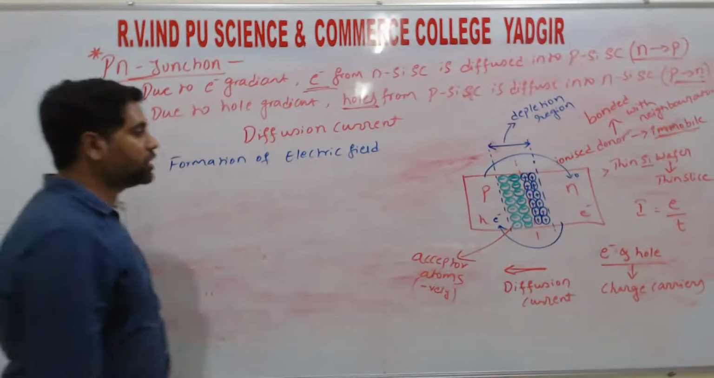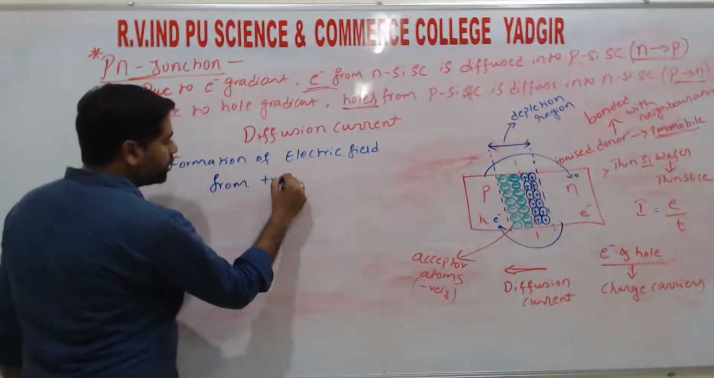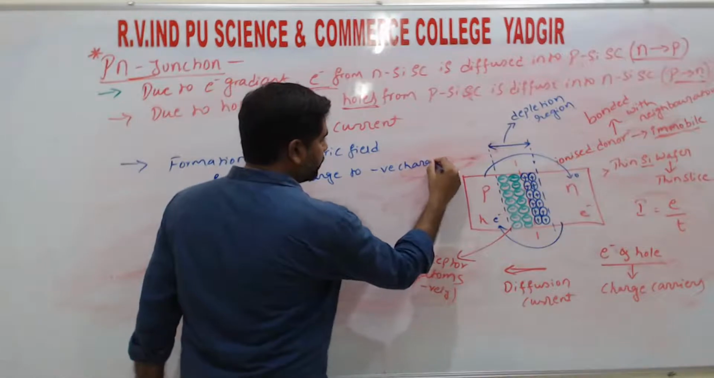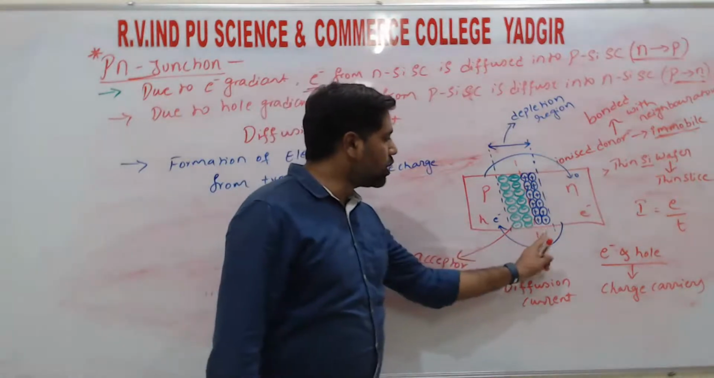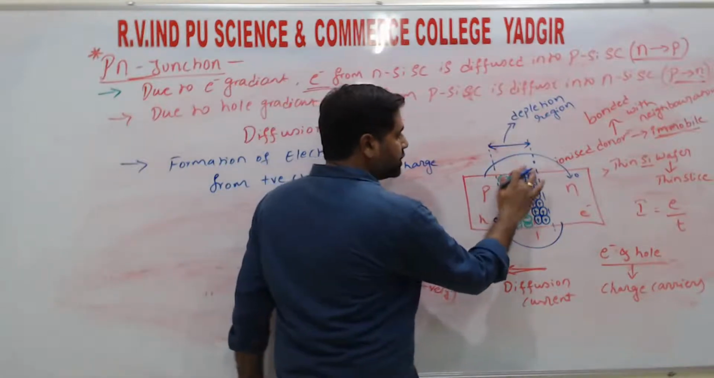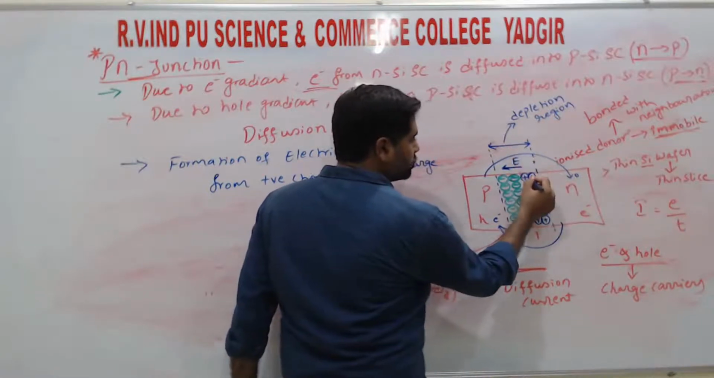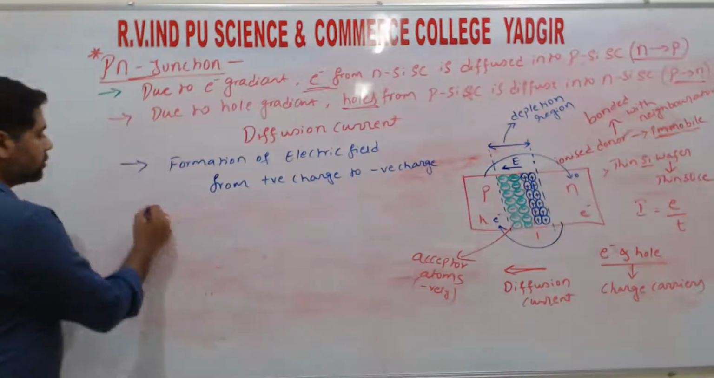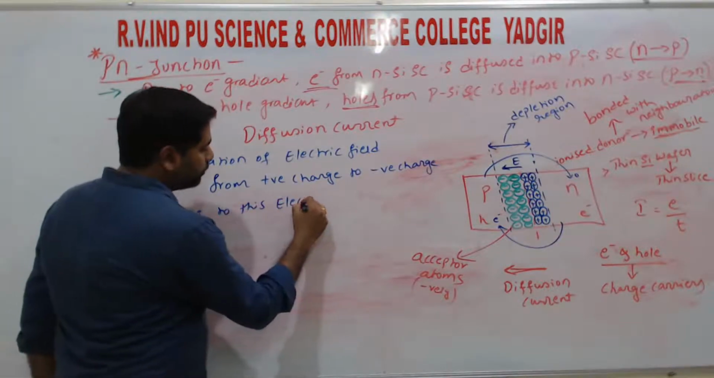So due to this, there is a formation of the electric field from positive charge to negative charge, because these two are ionized charges, that is the positive charge and also the negative charge. In which direction is the electric field? The electric field direction is from the positive charge to the negative charge. So due to this electric field, right? Next, what happens?